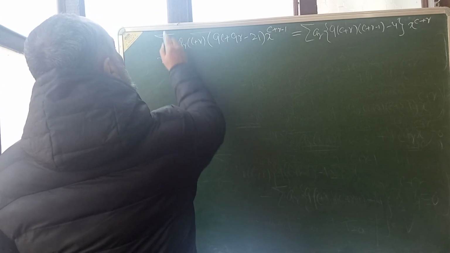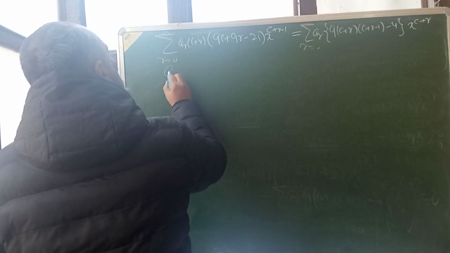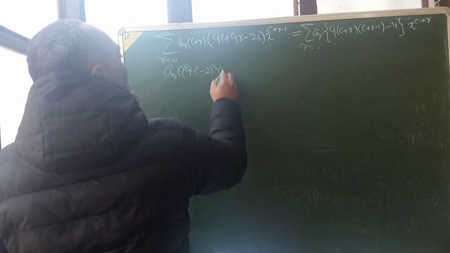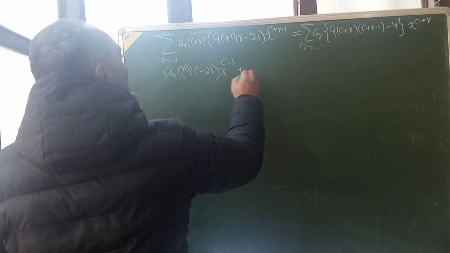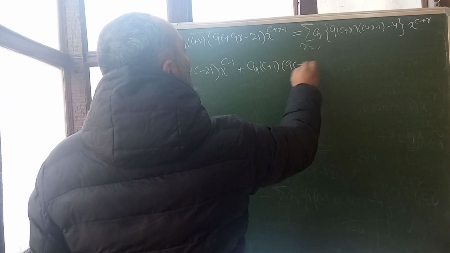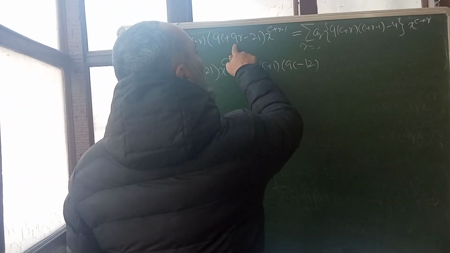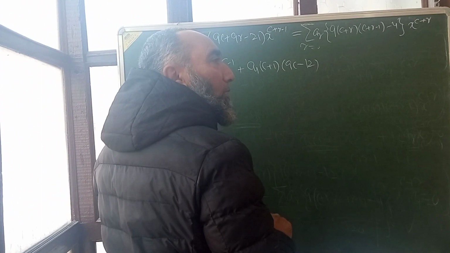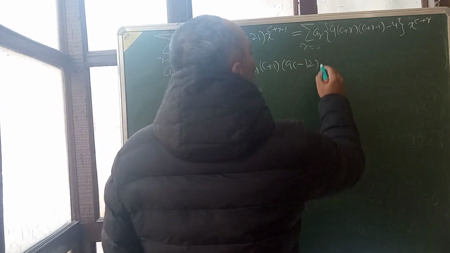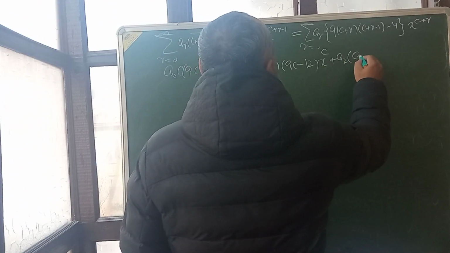r is from 0. Now first left hand side, a0 c (9c minus 21), x raised power c minus 1. a1 (c plus 1)(9c minus 12). See, r is 1, 9c plus 9 minus 21 is 12. x raised power c. Then a2 (c plus 2).